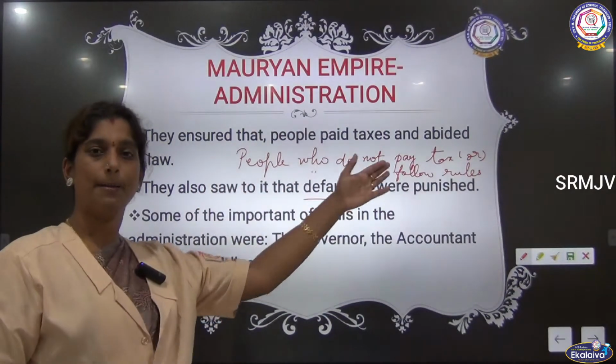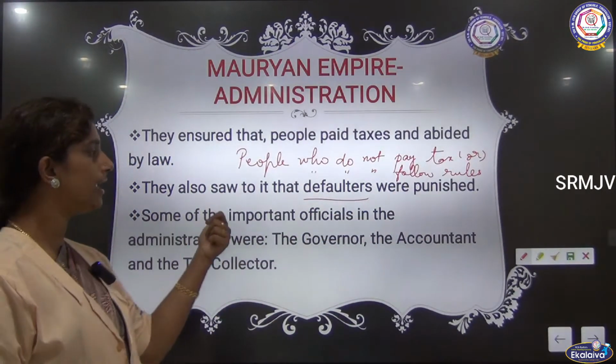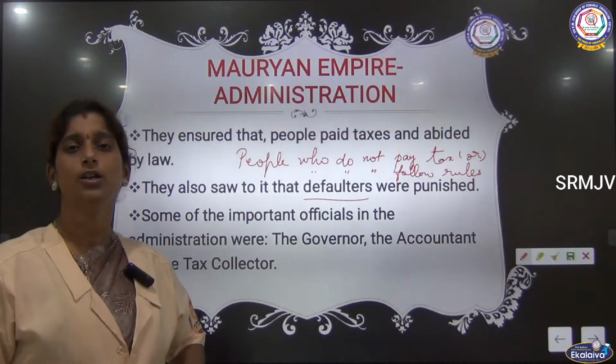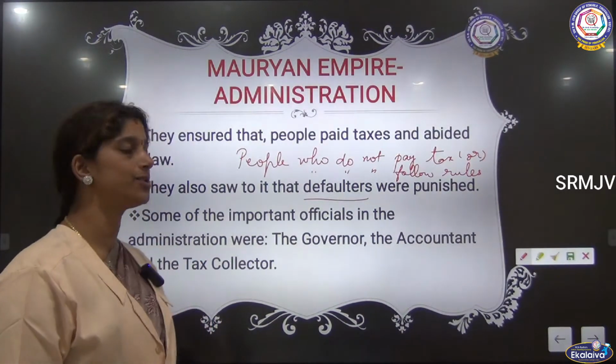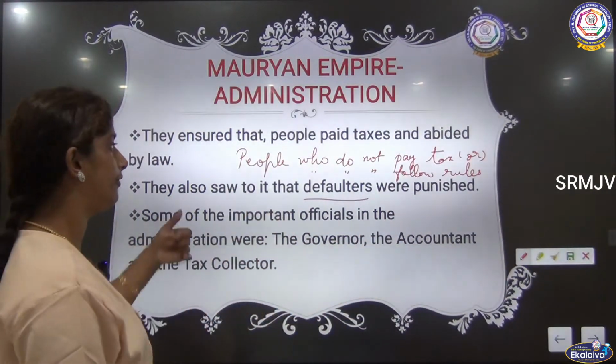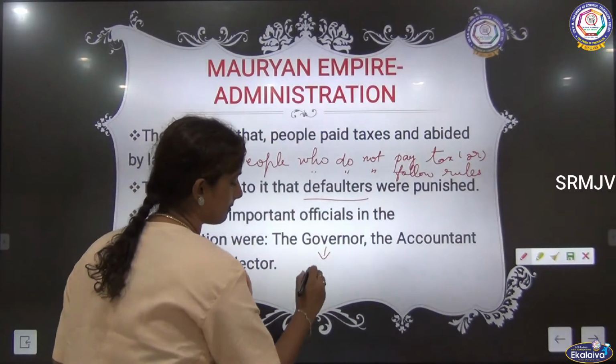So they were punished. Some of the important officials in the empire administration were, who were all the officers in this administration? The governor, who was the administrator of the district.